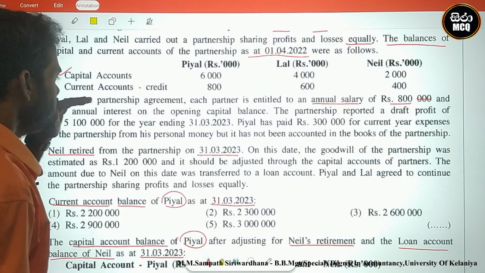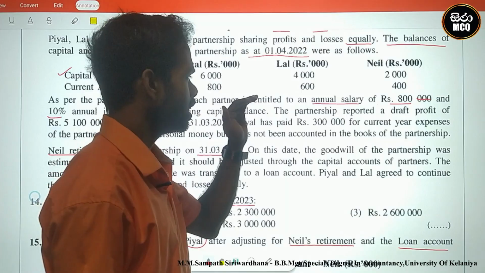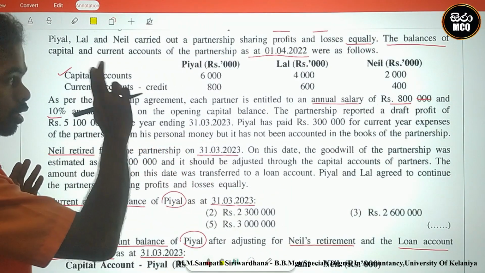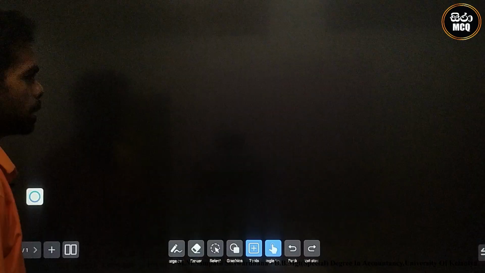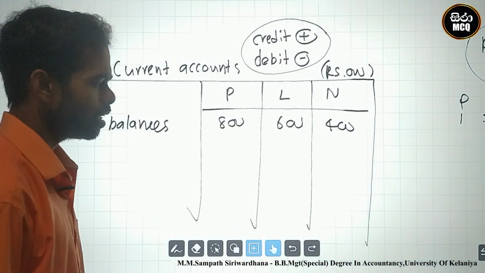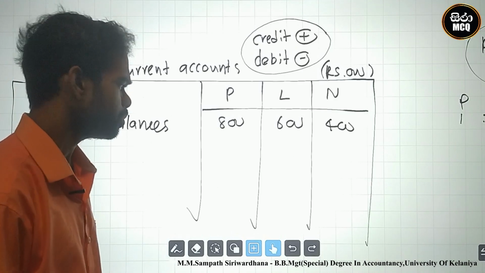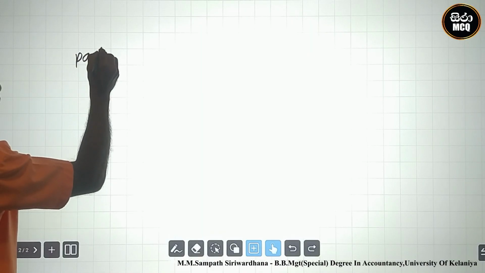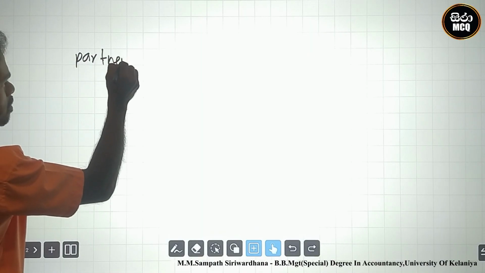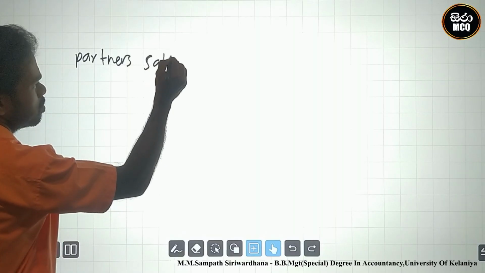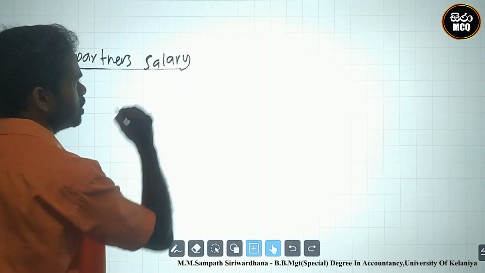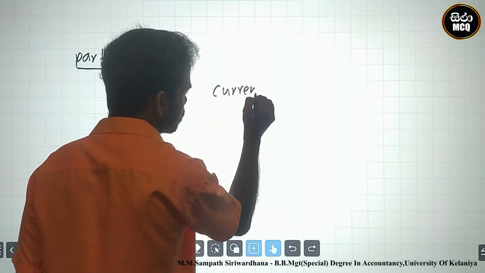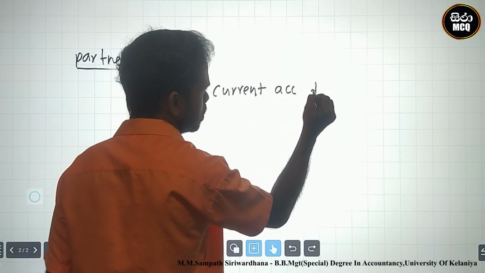What are they? As per the partnership agreement, each partner is entitled to an annual salary of 800. Each of the 3 partners gets an annual salary of 800. What is the double entry for partner salary? Look here, partner salary. What is the double entry? Current account credit.